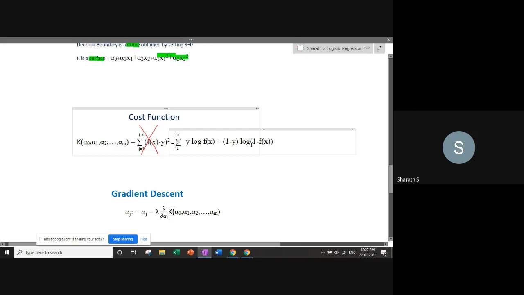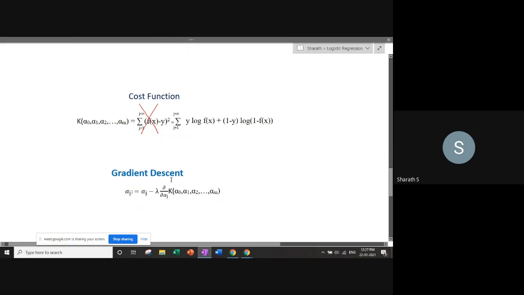plus (1 minus y) log of (1 minus f(x)). If you do the correct transformations of these things, you will end up with some sort of log formula, and that is where the term logistic regression actually comes from. So you need to remember this formula for the cost function, which is different from linear regression.